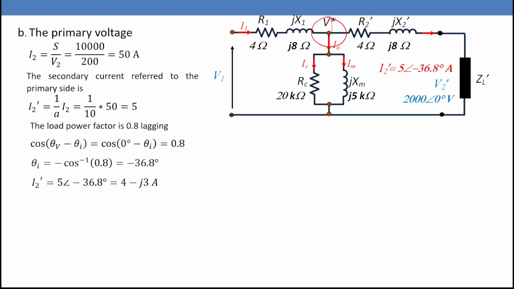If we know I node plus I2 dash will give us I1, and then we can calculate V1. We are going to solve the problem step by step. So let us calculate V star. How are we going to calculate V star?